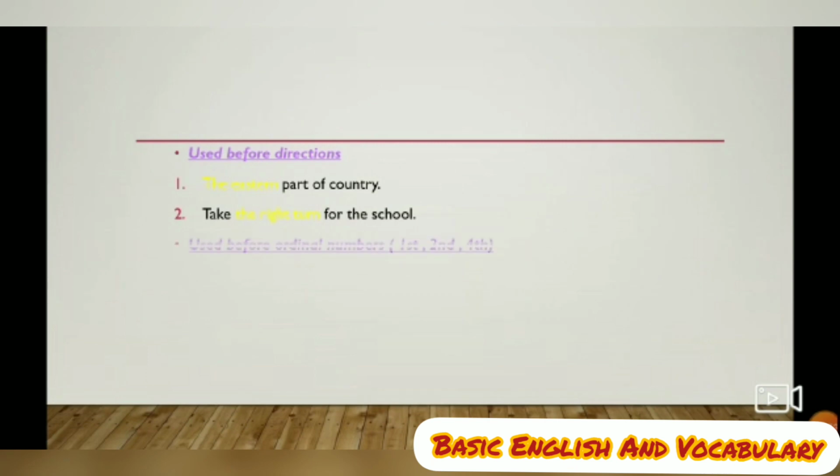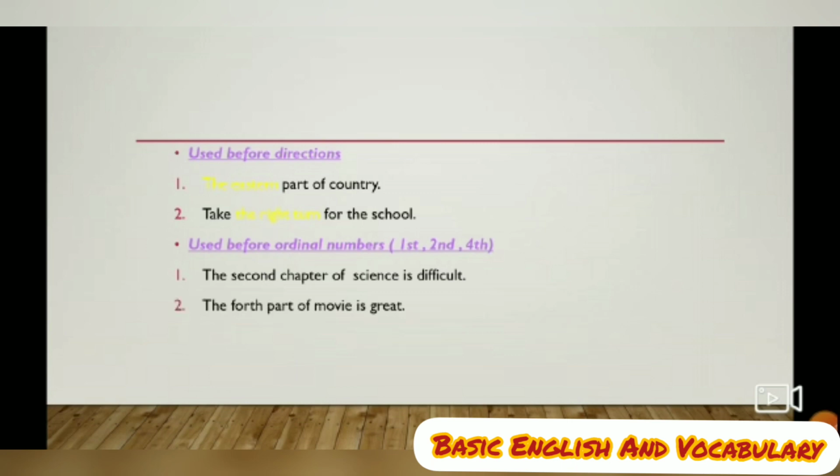And the next point is use before ordinal numbers. Ordinal numbers mean first, second, fourth, fifth. And the examples are the second chapter of science is difficult. So you can see second is the ordinal number here. And the next example is the fourth part of the movie is great. The fourth is the ordinal number here. That's why we use the here.